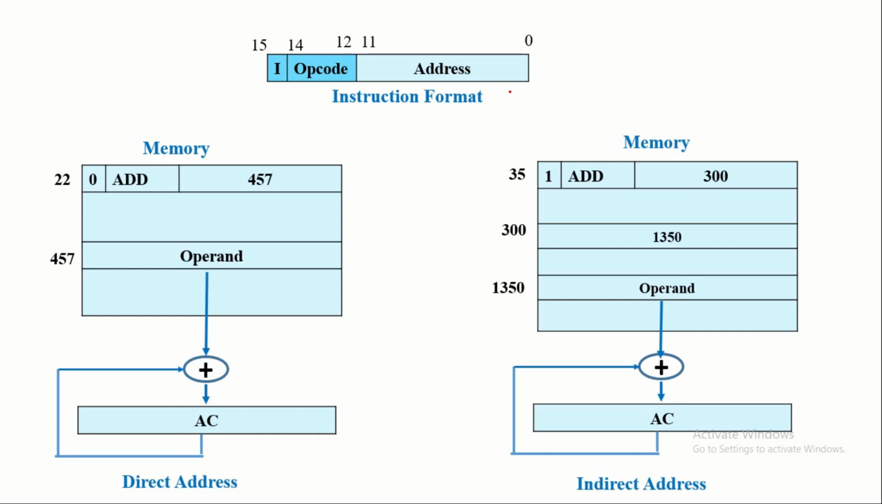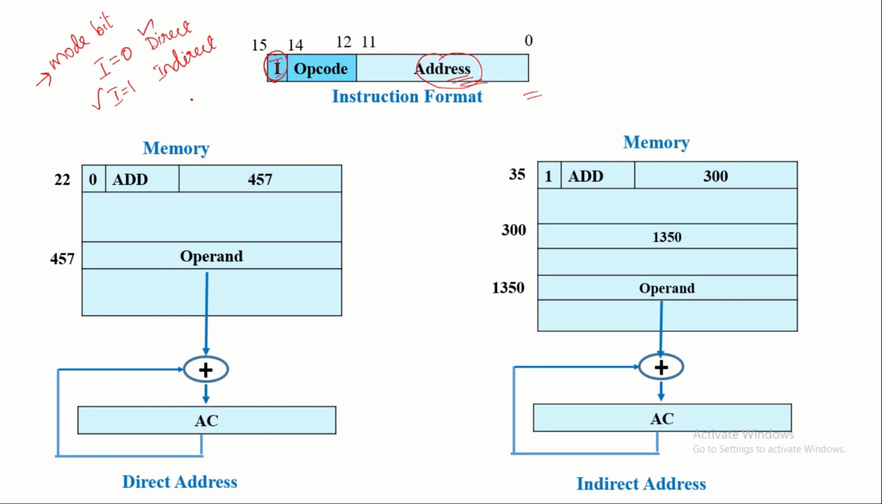Okay, here in this instruction format, one bit is additionally added, that is the I bit field, in order to distinguish whether the address part of the instruction specifies the direct address or indirect address. The I bit is known as the mode bit. If the mode bit is equal to 0, the address part of the instruction specifies the direct address. If the I bit is equal to 1, the address part of the instruction holds the address of the effective address.